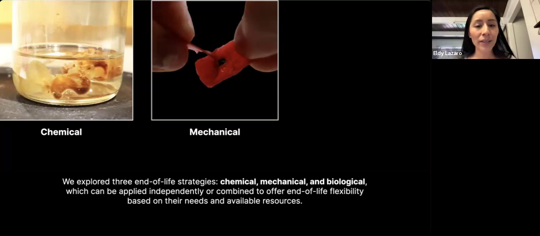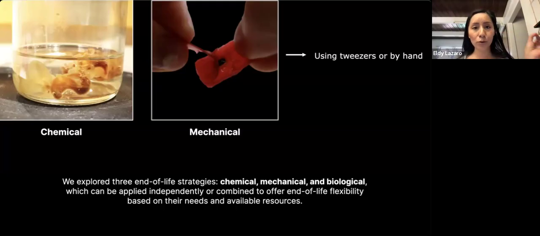The mechanical strategy is more just describing taking pieces apart. After we soften, sometimes these strategies can be used in combination. We put the nails a little bit in vinegar, and then mechanically we peel it off, using tweezers or by hand, removing the electronic component. And in these two strategies, the electronic components still work. We have tested that, and they still work after being exposed to these two end-of-life strategies.